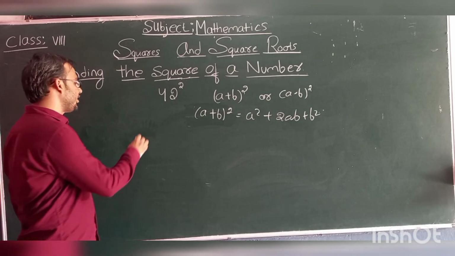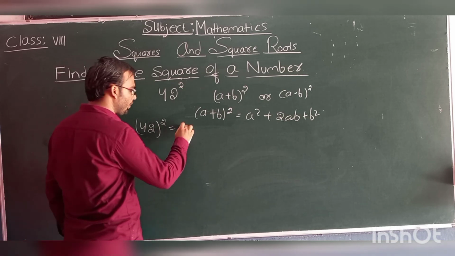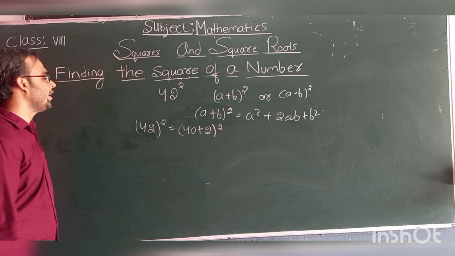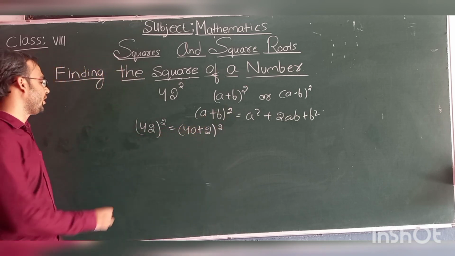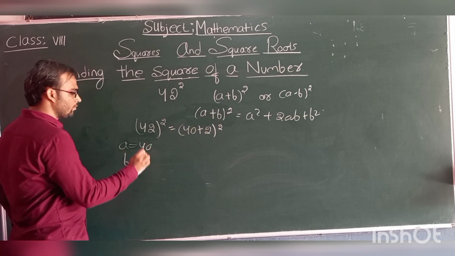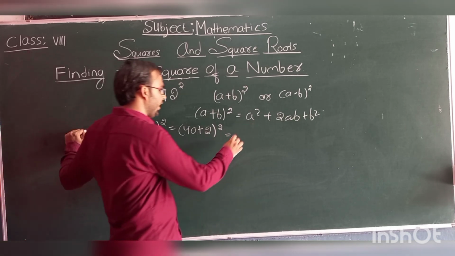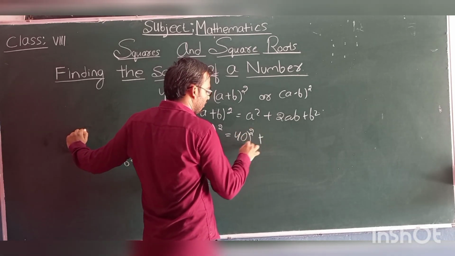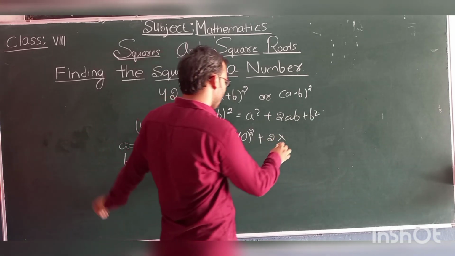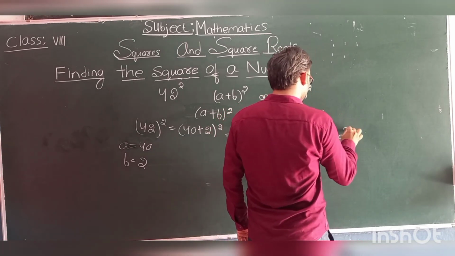Okay, now we need to write 42 in the form of a plus b. So we need to write 42 whole square in the form of a plus b whole square, that is 40 plus 2 whole square. Now look here, in place of a, 40 is there. So here a is equal to what? 40. In place of b, 2 is there. Now put these values in the formula. A square means 40 square plus 2 into a, what is a? 40, into b, what is b? 2, plus 2 square, that is b square.